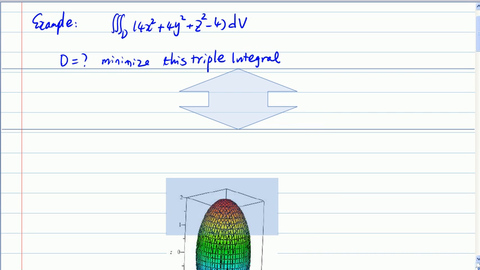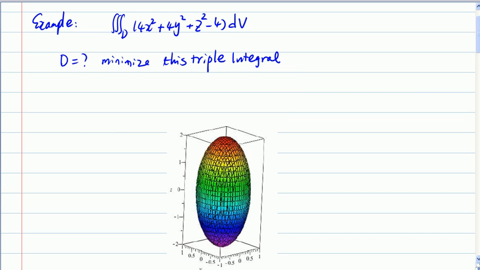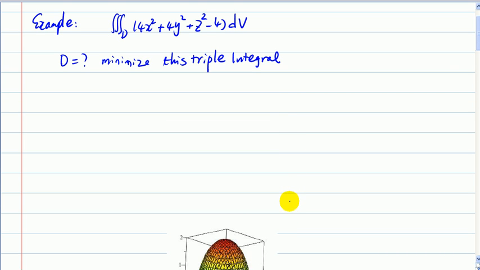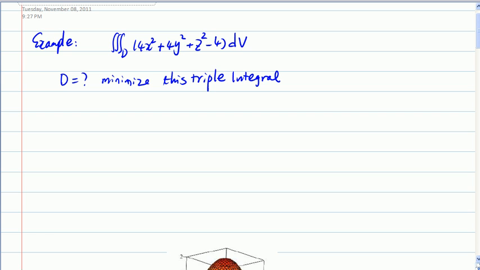All right, basically we need to look at this question from simple properties of a triple integral. If you remember, when you look at the triple integral here, the integrand is f of x, y, z equal to 4x squared plus 4y squared plus z squared minus 4. So that's the integrand here.